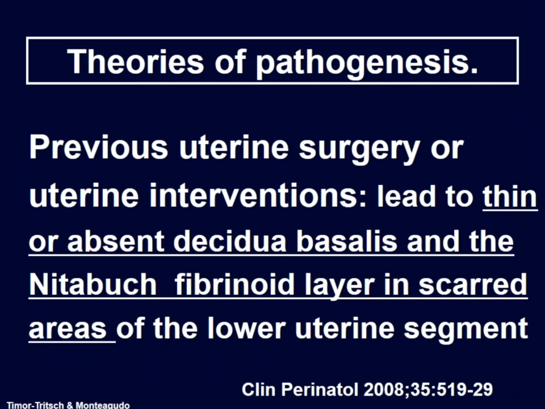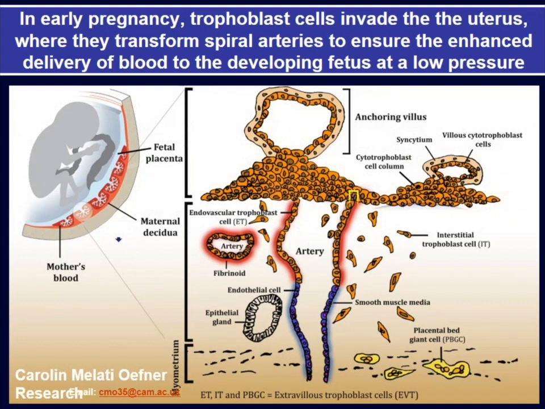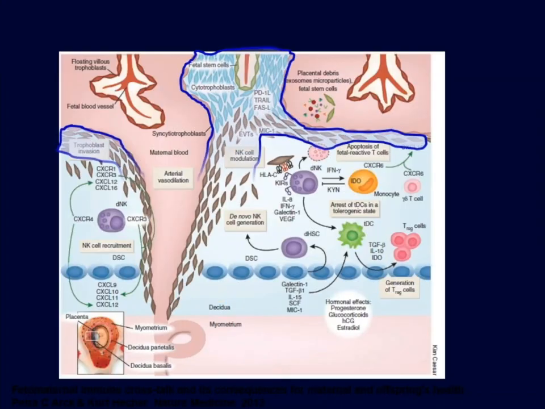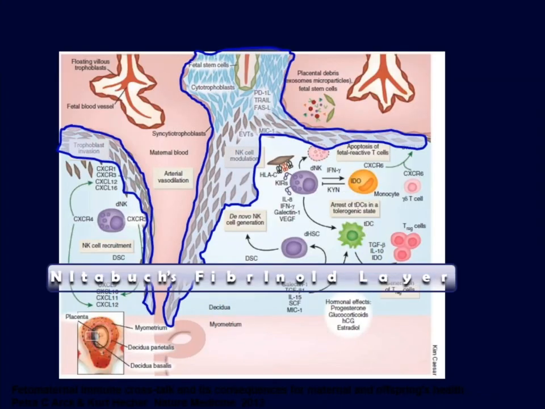The most prevalent is the absent decidua basalis and the Nitabuch fibrinoid layer in the scarred areas. This slide demonstrates it, and you can see that the trophoblastic cells, of which there are several kinds, invade the vessel wall. If there were not any kind of barrier, they would really go deep into the myometrium and cause the known placental adherence disorders. However, this invasion is stopped by the Nitabuch fibrinoid layer, as you can see depicted in this slide.